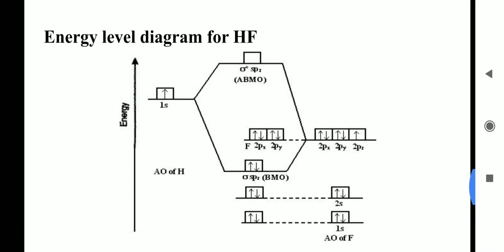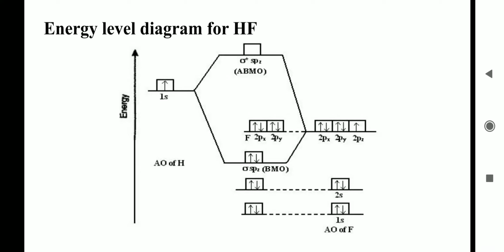Now let us see the energy level diagram of this molecule. On the left hand side, the 1s orbital of hydrogen atom is placed, and on the right hand side the atomic orbitals of fluorine are drawn. The 1s orbital of hydrogen has higher energy as compared to all the atomic orbitals of fluorine, since fluorine is the most electronegative atom, so all of its atomic orbitals are placed below that of hydrogen.